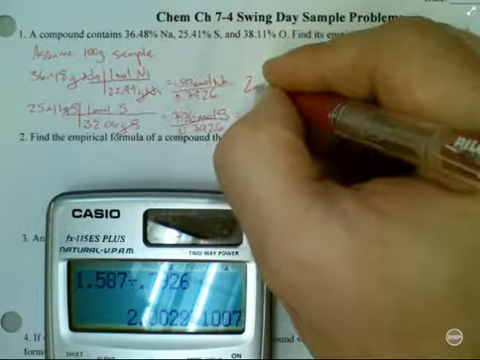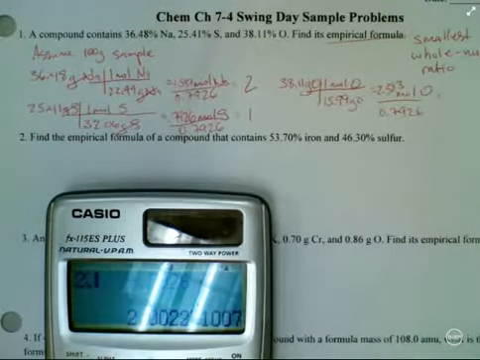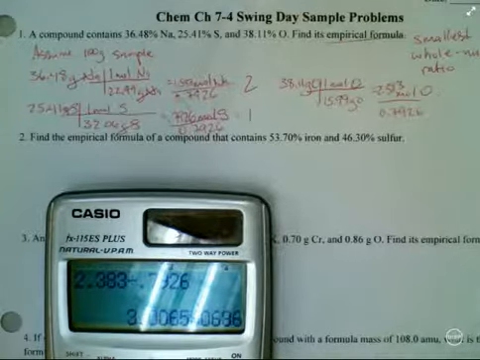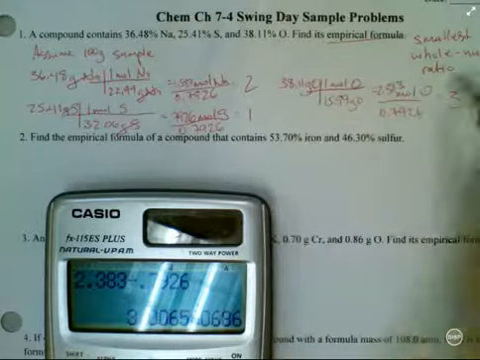So I got a 2. Oh, this is obviously a 1. Don't even have to do the calculator work on that one. 2.383 divided by 0.7926. That ends up being a 3. So I get a ratio of 2 to 1 to 3.